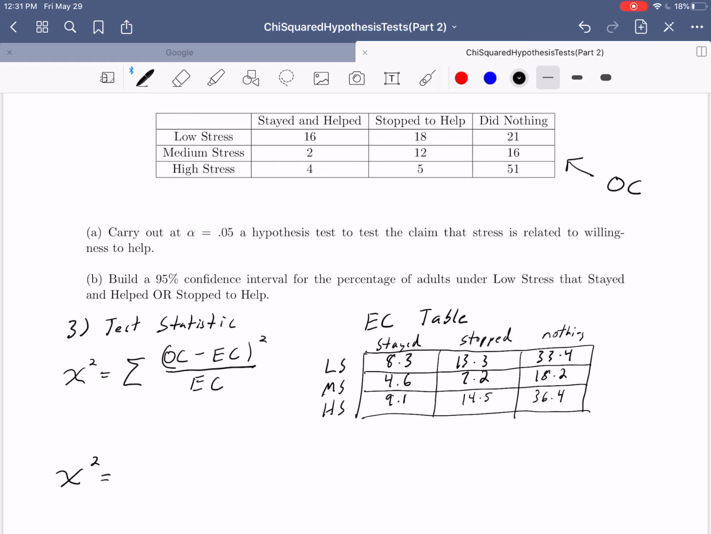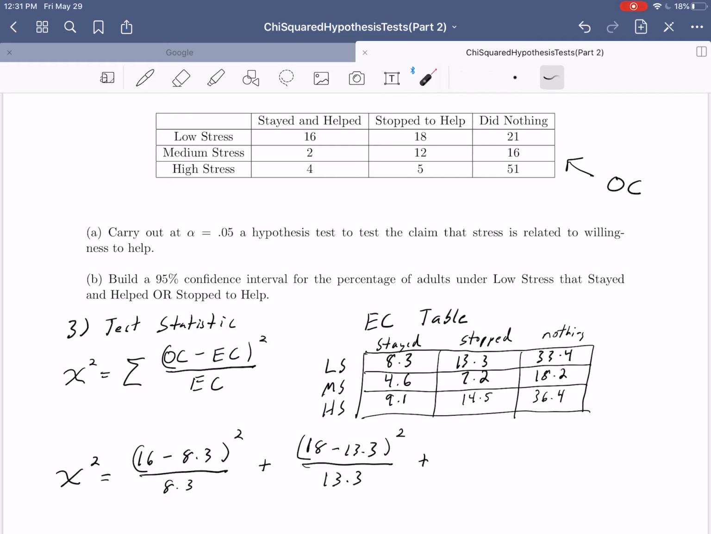So chi-squared, first, we observed 16 here, expected 8.3. So it'd be 16 minus 8.3 squared over 8.3. Then we'd be adding to that, we observed 18, expected 13.3, so 18 minus 13.3 squared over 13.3, plus we observed 21, expected 33.4, so 21 minus 33.4 squared over 33.4.